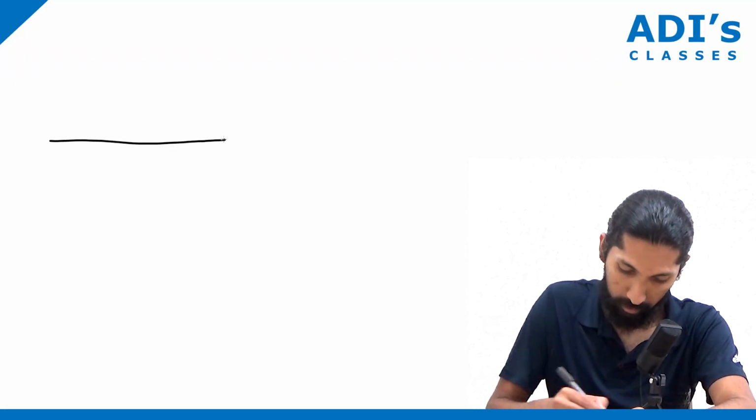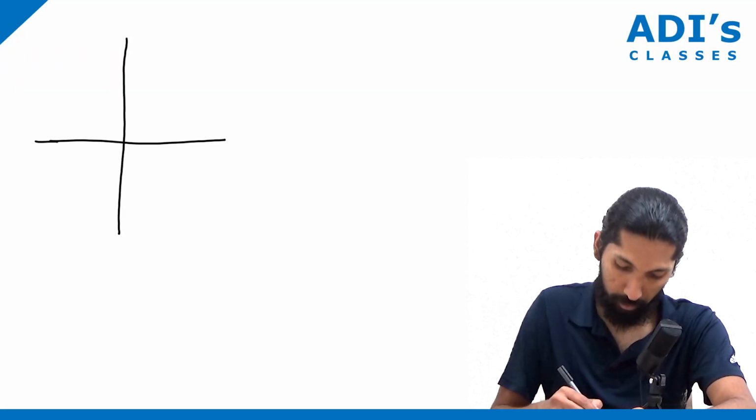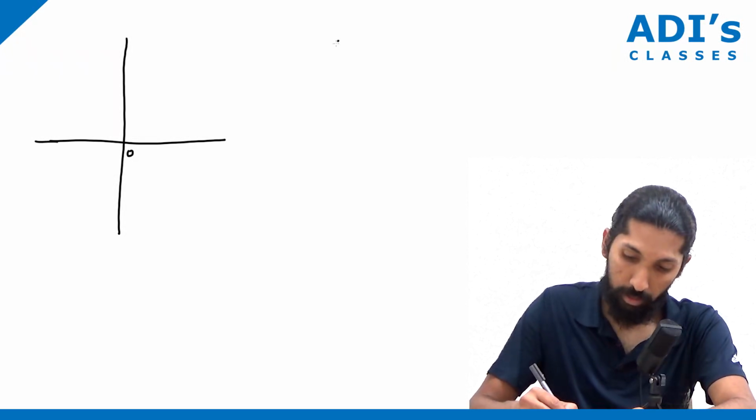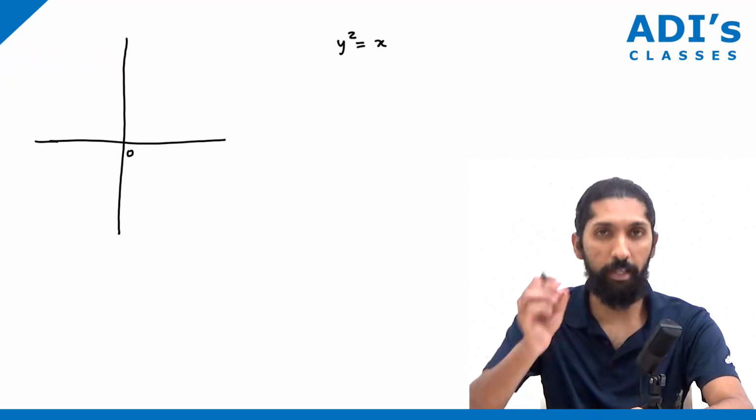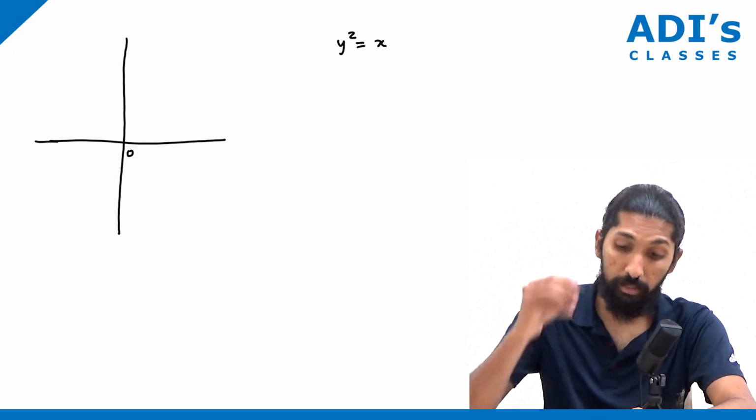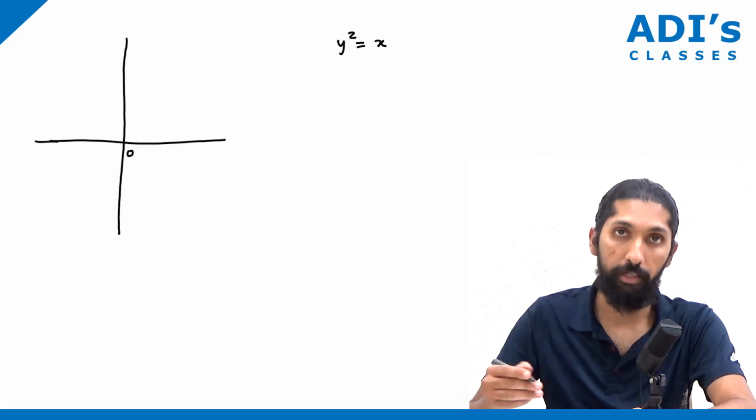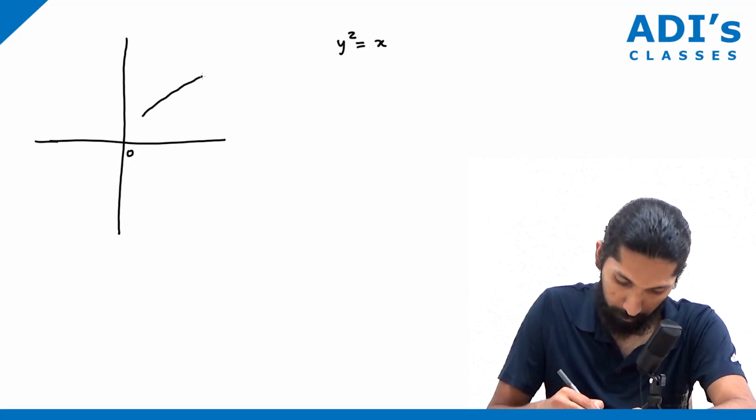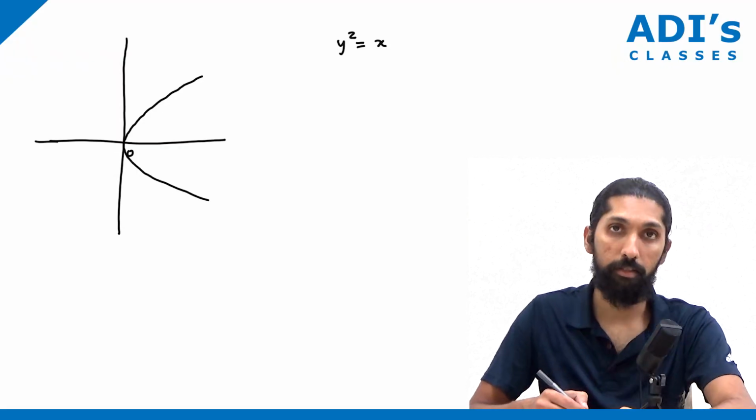Let's say you have the x-axis and y-axis. So this is the origin. Now let's start with the first equation. Say y square is equal to x. A very simple equation. And since it's y square is equal to x, it's a right opening curve, correct? So the first curve is going to be something like this. This is y square is equal to x.